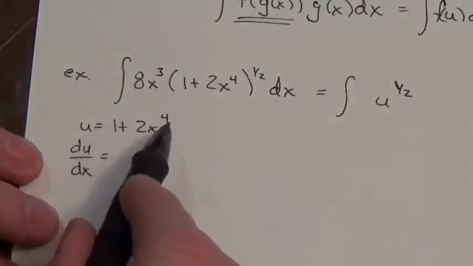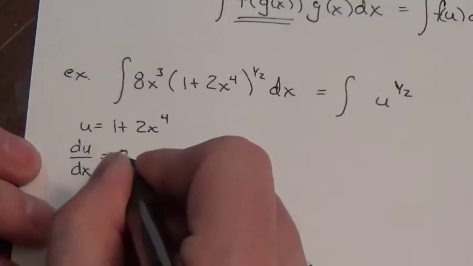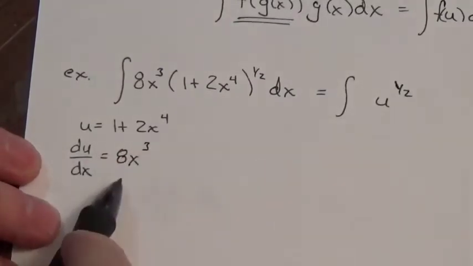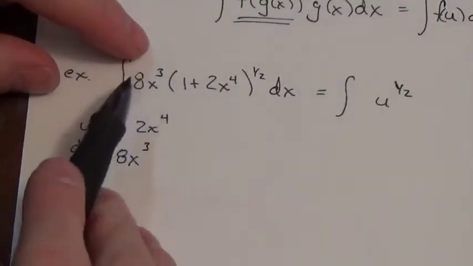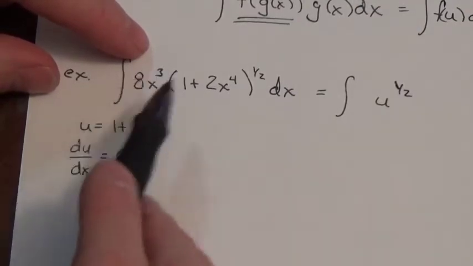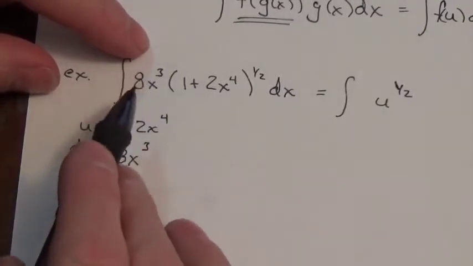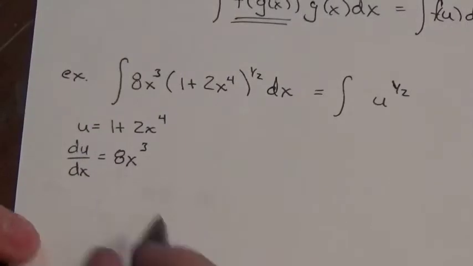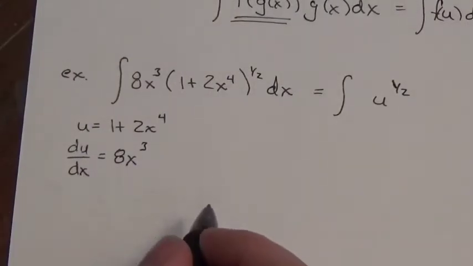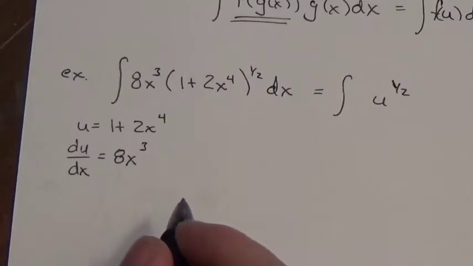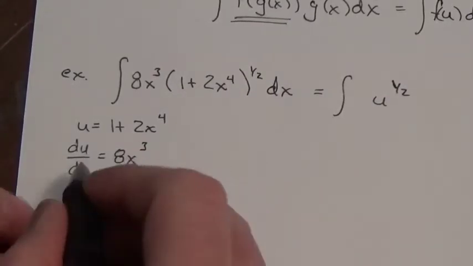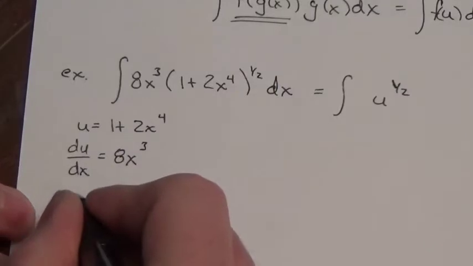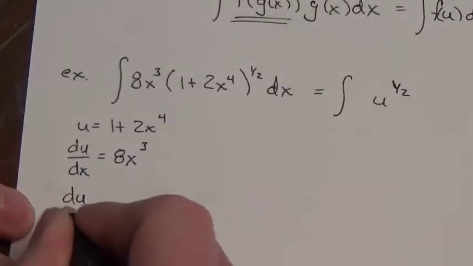And notice that when I do that, bring down the 4, I will get 8x cubed. Well, that's just fantastic because notice that is that exterior factor here. There is the derivative of g. So now what I'm going to do, and I do this slightly differently than some of the other teachers at school, is get dx by itself. I'm going to solve for that differential of x.